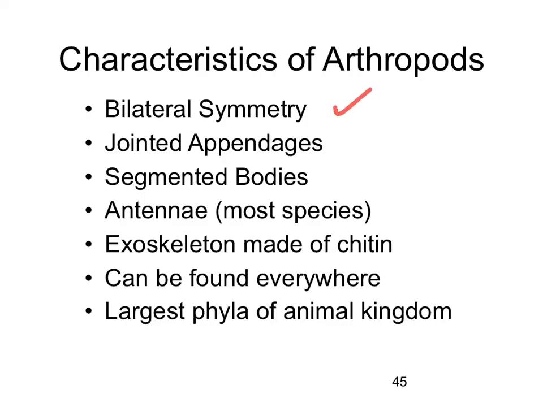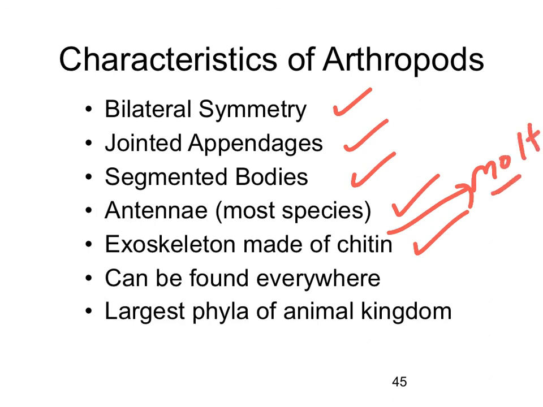Some characteristics include bilateral symmetry, jointed appendages, segmented bodies. Some arthropods have 2 body segments, some have 3. Most have antennae. They have the exoskeleton made of chitin, which they do need to shed from time to time. We call that molting because they outgrow it. You can find them anywhere, and this is the largest phyla of organisms in the animal kingdom.